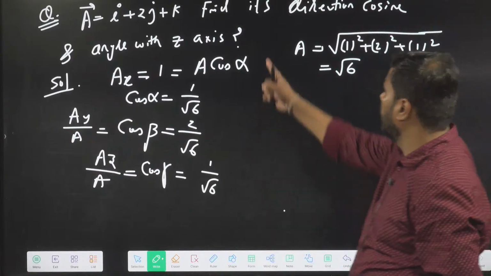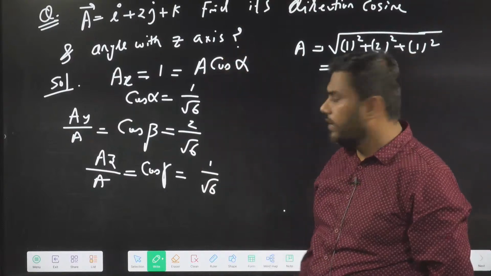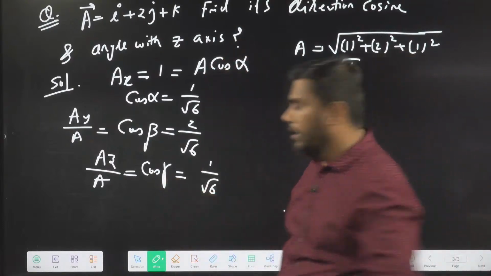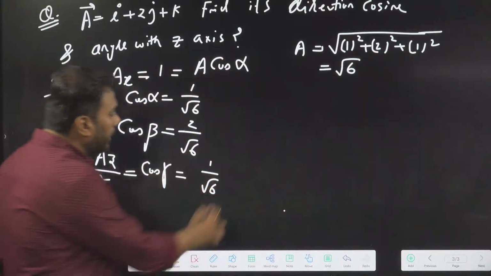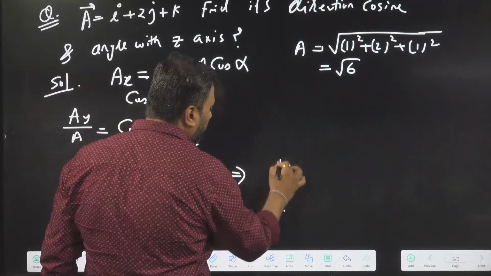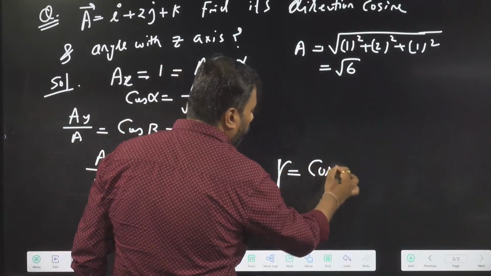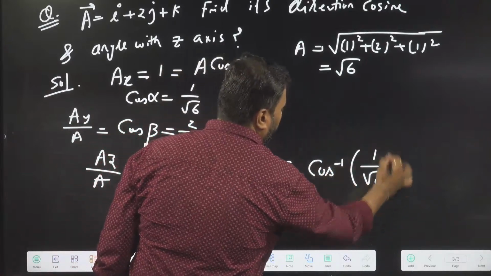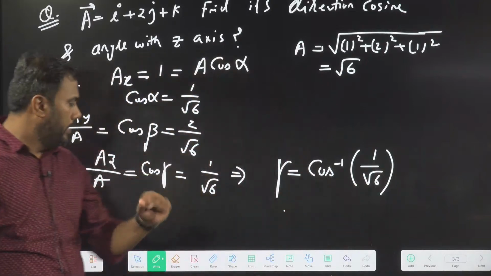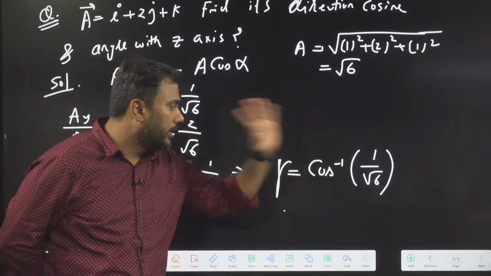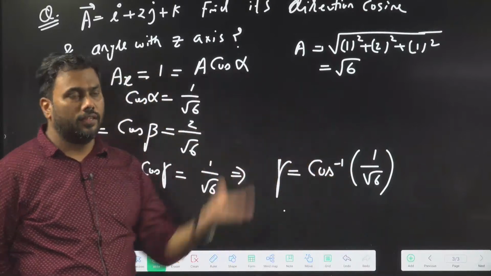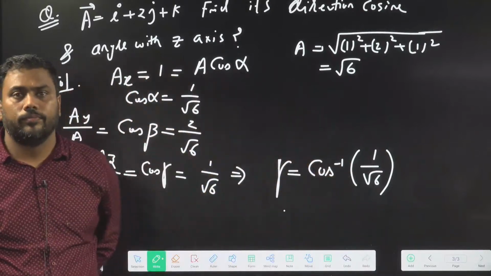And I also want the angle with the z-axis. So how do we find this gamma? We know cos gamma. So if cos gamma is 1 by root 6, then gamma must be cos inverse 1 by root 6. Simple. If we know the value of cos gamma, we can find gamma. Gamma must be cos inverse 1 by root 6. This will be the answer, the angle with the z-axis.